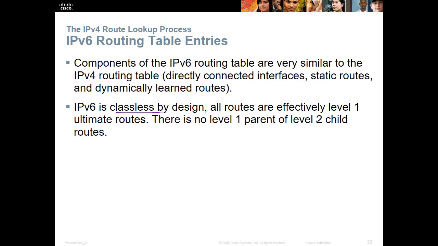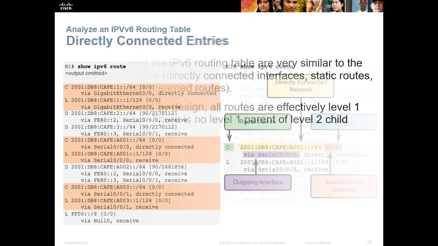In IPv6, there are no level 1 parents, there are no child routes. Everything in IPv6 is just called a level 1 ultimate route. There's no folder structure. IPv6 was made to be clean and classless.